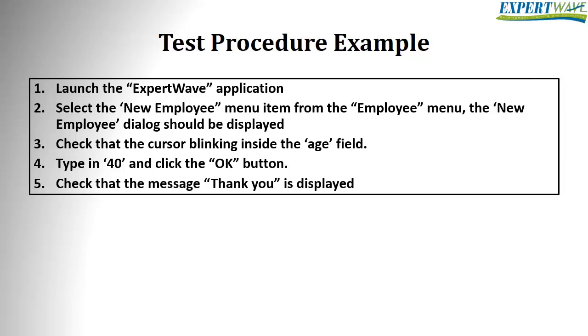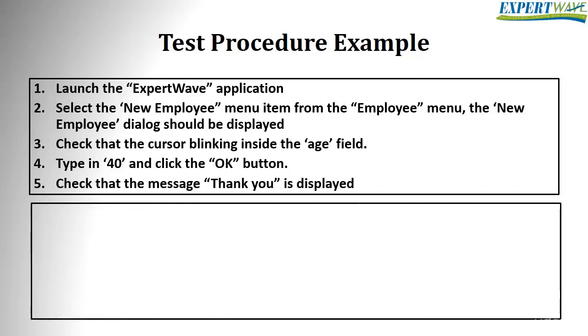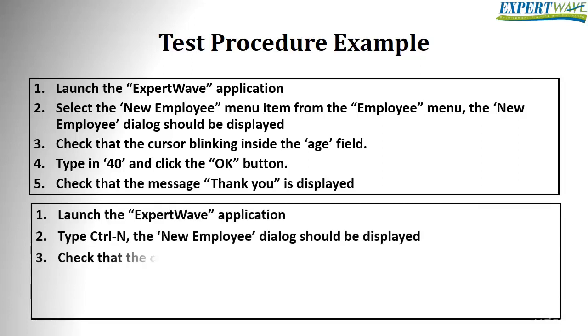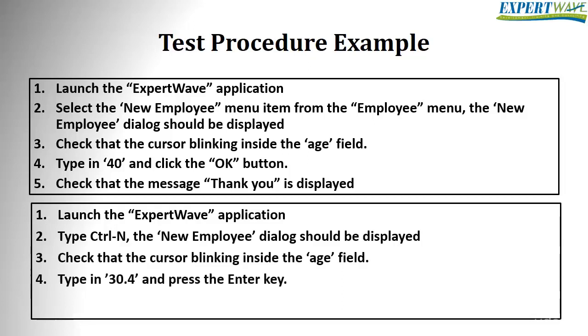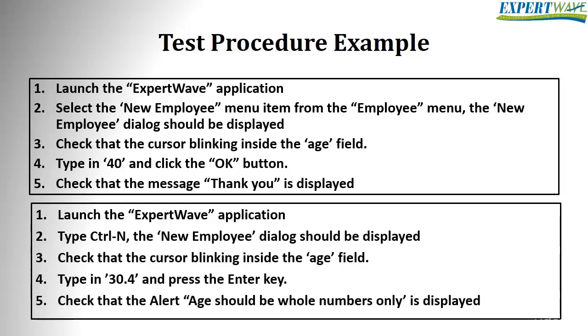Another test procedure for the 3.4 test case might look like this. 1. Launch the ExpertWave application. 2. Type Ctrl-N. The new employee dialog should be displayed. 3. Check that the cursor is blinking inside the age field. 4. Type in 30.4 and press the Enter key. 5. Check that the alert "age should be whole numbers only" is displayed.